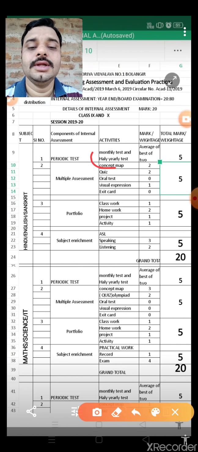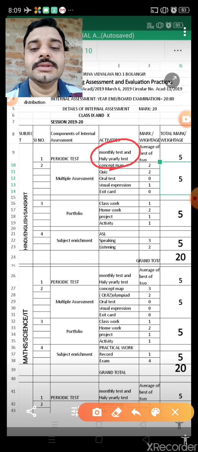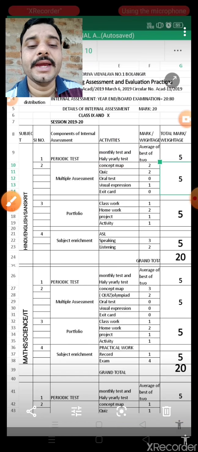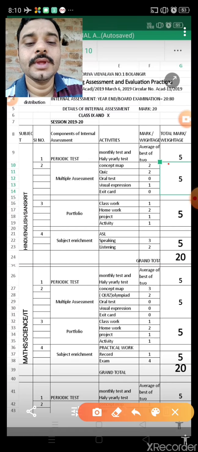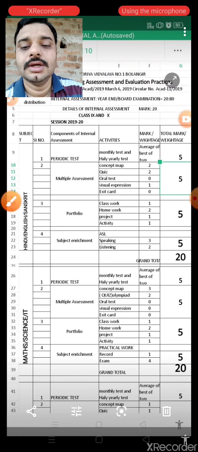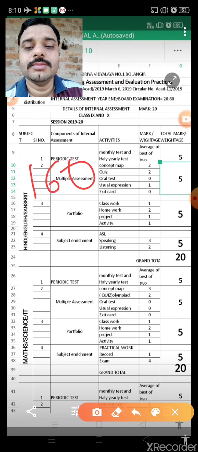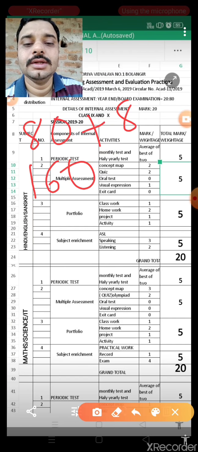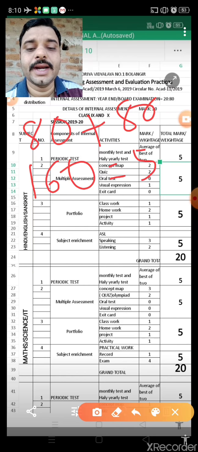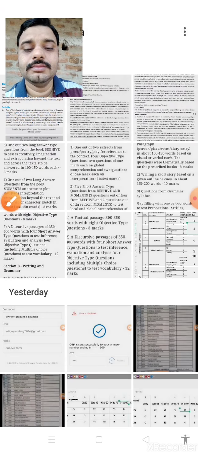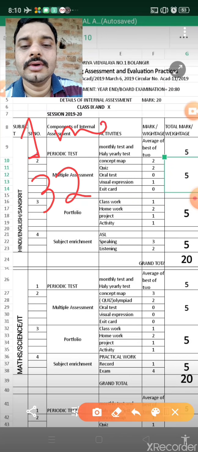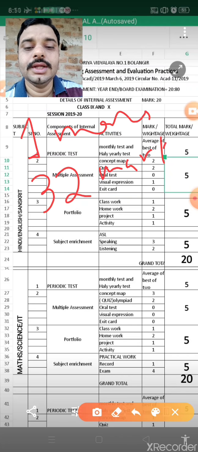Monthly test and half yearly test. There is some mistake here. Not monthly test and half yearly test, even periodic test may be included. Best two tests of the year would be included, and that will be converted to 5 marks. So how will it be converted? Suppose you score 160 marks in the two examinations by scoring 100% marks, 80 plus 80, 160, then your 160 will be converted to 5 marks. So if you divide 160 by 5, you get 32 marks. Sorry, you get 1 mark for 32 marks you have scored in the examination.